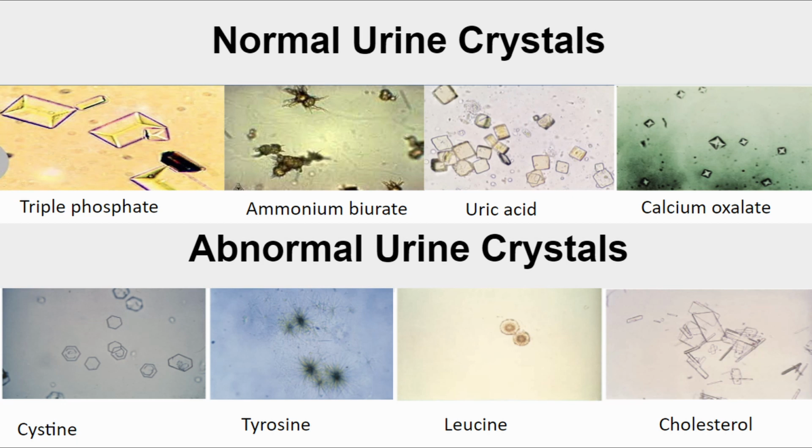Leucine crystals appear as yellow-brown spheres which can be concentric and radial, having radial striations in the center. These are seen in liver disorders in which amino acid metabolism is impaired. Cholesterol crystals are rectangular plates with a notch in one or more corners, seen in disorders of lipiduria such as nephrotic syndrome.